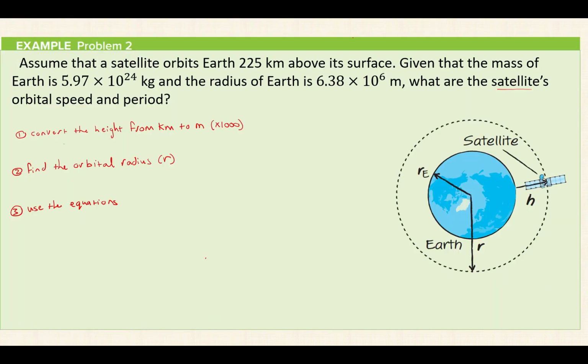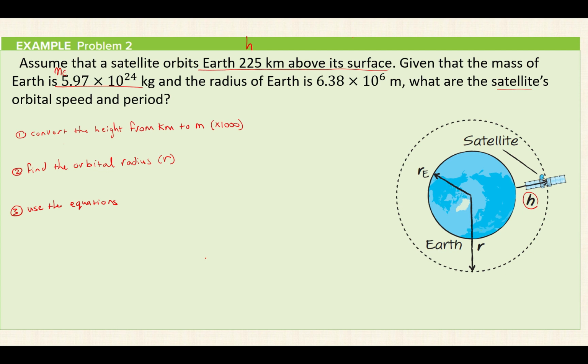And this example says we have assumed that a satellite orbits Earth 225 kilometers above its surface. So in this case, he gave me the height of the satellite above the surface of Earth. He gave me H, the height of the satellite above the surface of the Earth, equals 225 kilometers. So he gave me H. Given that the mass of Earth, so here he gave me ME, the mass of Earth.